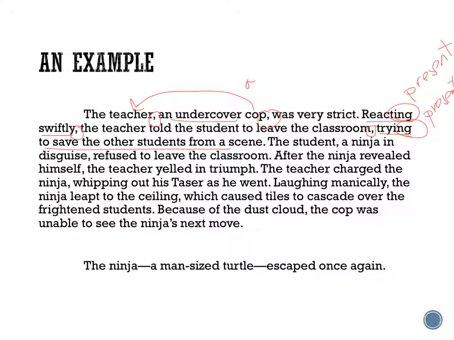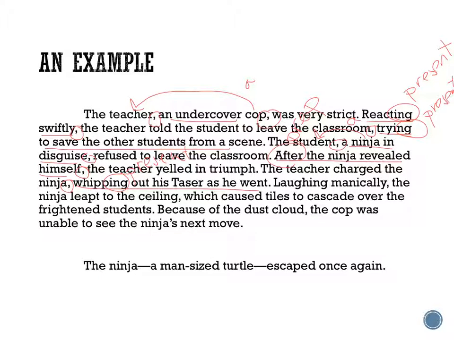Okay. The student, a ninja in disguise, refused to leave the classroom. So we've got our commas to glue our element in, a ninja in disguise, a ninja describes student. We have an appositive. It's going to get kind of messy here, sorry. After the ninja revealed himself, the teacher yelled in triumph. We have a chronological connection here. After the ninja revealed himself, that will make it a prepositional phrase. I'm going to put prep for prepositional, glued on with a comma because it comes at the start, not at the end. The teacher charged the ninja, whipping out his taser as he went. We have an ing verb used to describe, therefore we have a present participle.